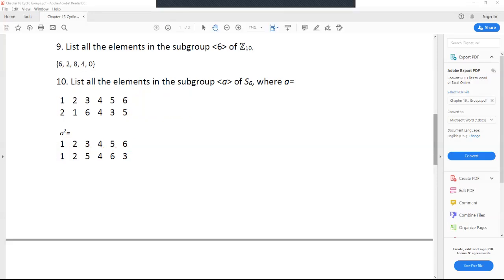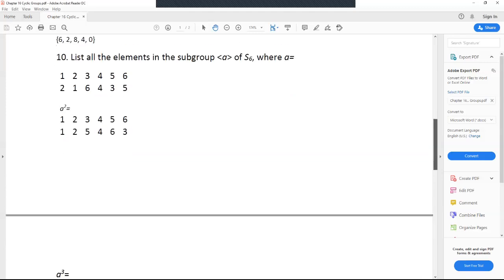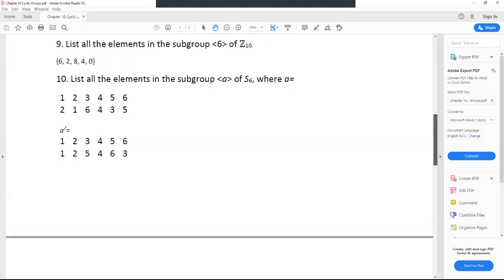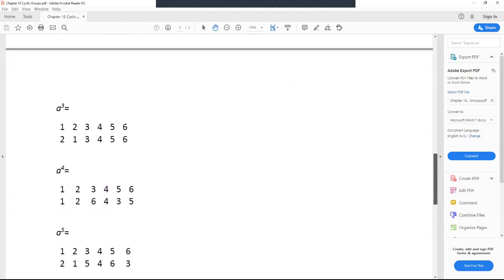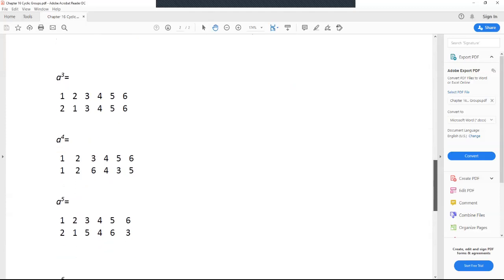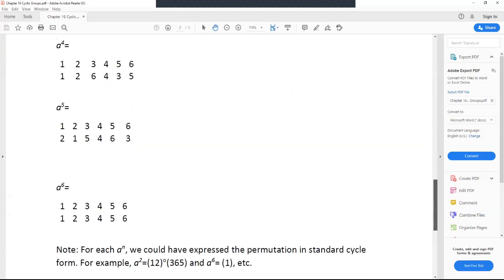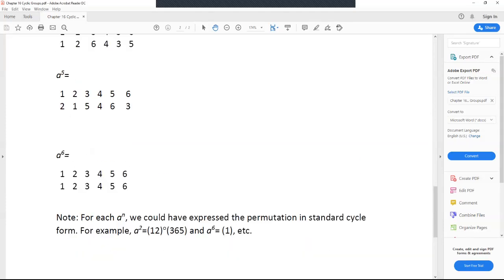So how do we figure out a to the power of 3? To figure out a to the power of 3, I just took a to the power of 2, which we just figured out, and I would multiply it by the given permutation a, and we would derive a to the power of 3. Just continuing on, multiplying a to the power of 3 times a, we get a to the power of 4. Working our way around, we get a to the power of 6. And sure enough, if you apply a to the power of 6, it takes you back to the beginning, which means you've completed the entire cycle.